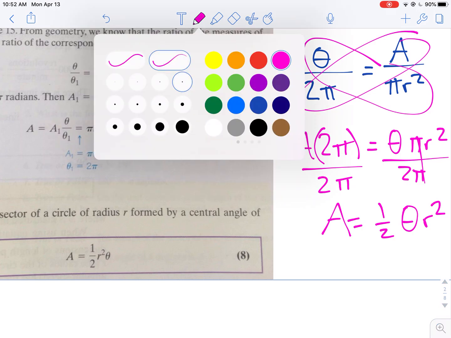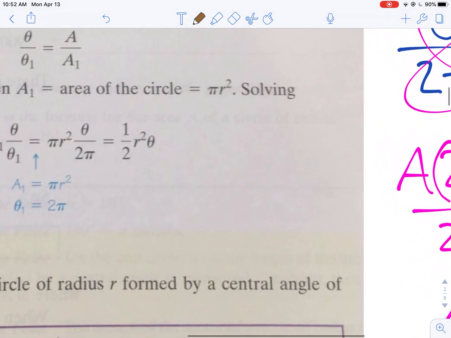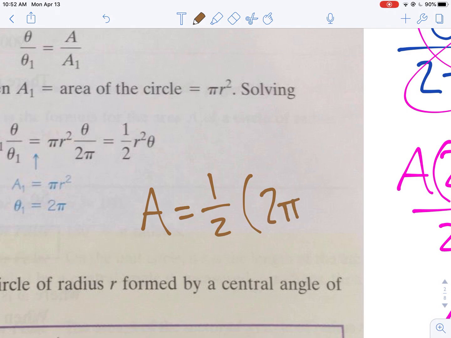And this works. I can do a quick check to prove this. If I say that I'm looking for the full circle, I can say a is equal to 1/2 of that 2 pi radians times r squared. That crosses out, and I'm left with a is equal to pi r squared. So now I know that the area of a sector formula makes sense, because if my sector is the full circle, it works out. It's that formula that I've learned all the way in 5th and 6th grade.